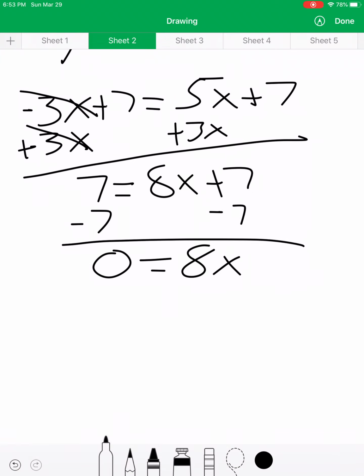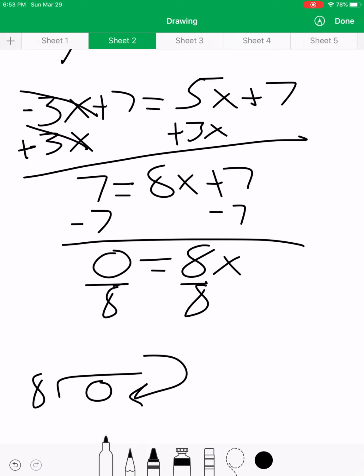Okay, 0 divided by 8 simply equals 0. I'll show you that right here. That's 8 into 0. How many times does 8 go into 0? You're asking yourself, what number times 8 will give me 0? Well, 8 times 0 gives me 0. So that's why x equals 0. So there's your final answer for x.